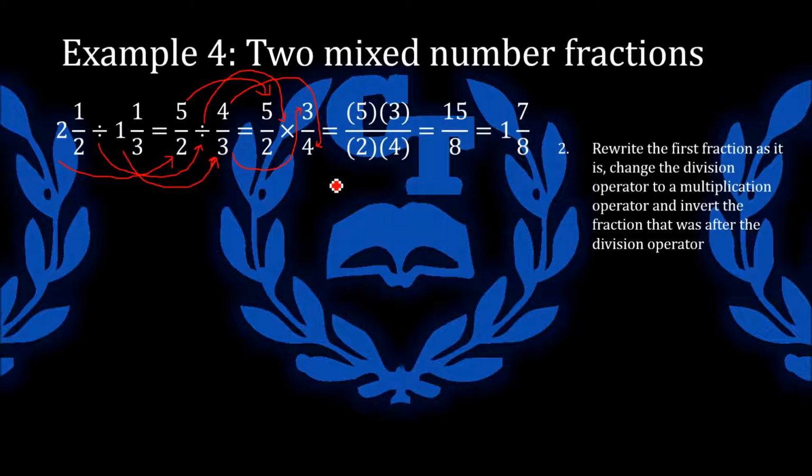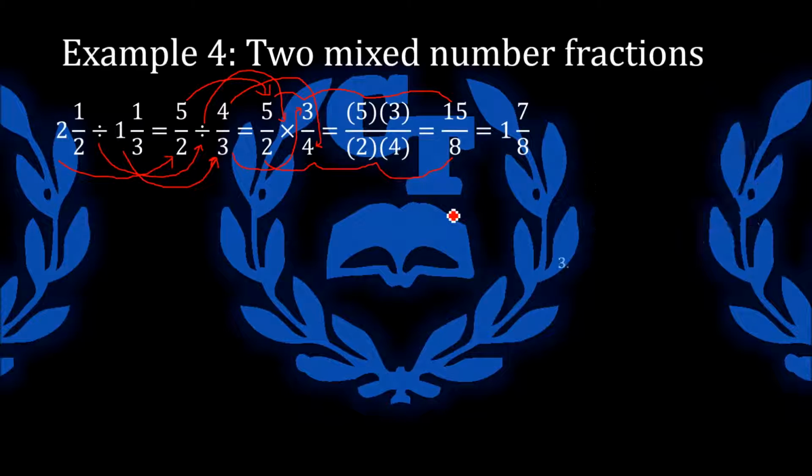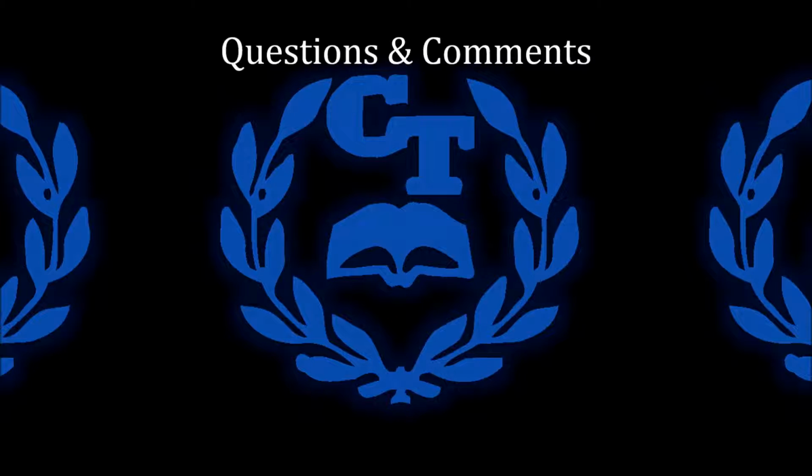So now I have 5 by 3, which will give me 15, and then I have 2 by 4, which will give me 8. The answer turns out to be 1 and 7 on 8 when I write it as a mixed number fraction. These are very simple to do.